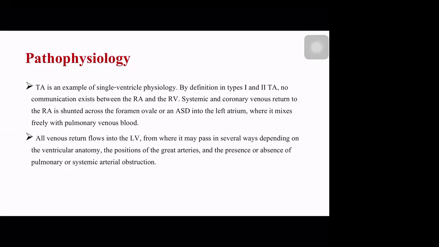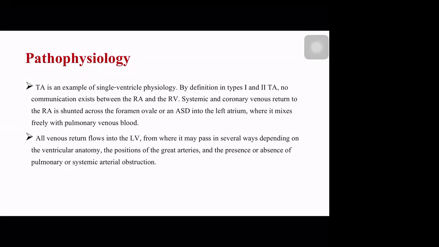So, the right atrium is accommodating blood coming from the systemic veins, that is the SVC and IVC, and the coronary sinus. From there, through the ASD or through the foramen ovale, it is going towards the left ventricle.